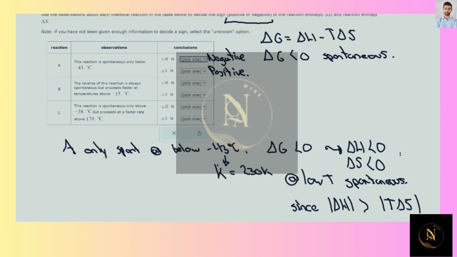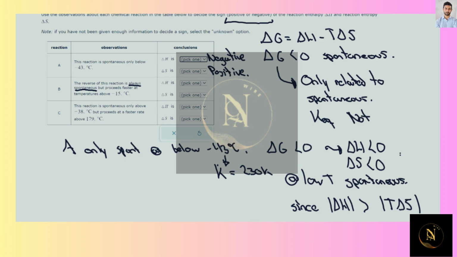Now, for the second reaction, we're told that the reverse of this reaction is always spontaneous, but proceeds faster at temperatures above minus 15 degrees Celsius. Remember that delta G is only going to be related to know if a process is going to be spontaneous or not, or to the equilibrium constant. It is not going to be related to kinetics.